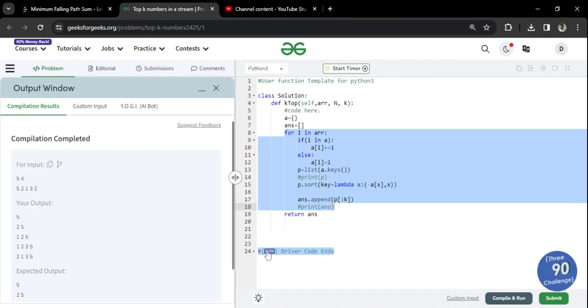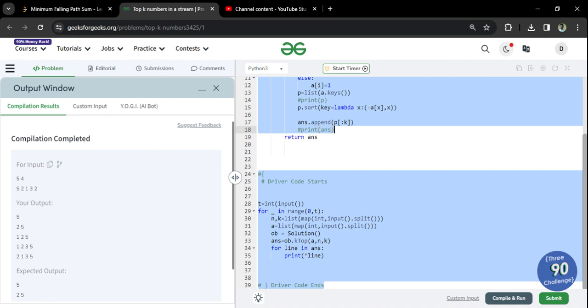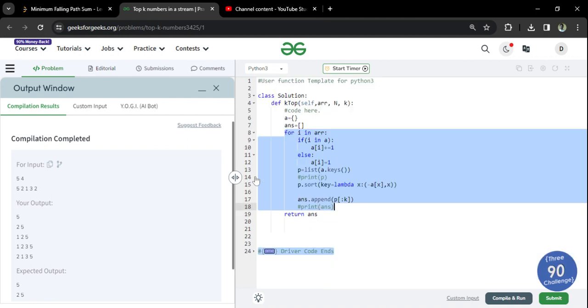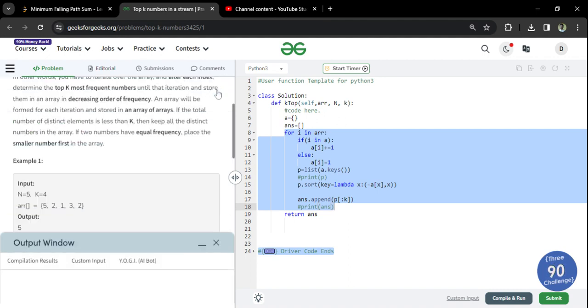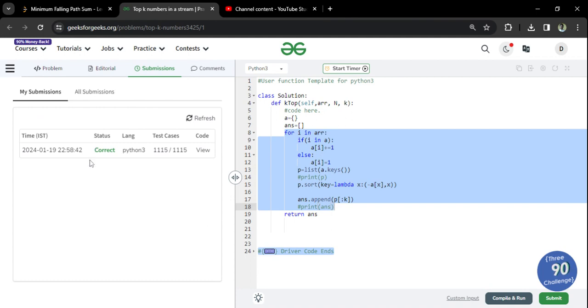See, after the answer is getting printed here, you might be seeing that it's simply printing the answer that is there in the driver code. So yeah, this is my answer. As you can see, it is completely matching with the expected output. And if I can show you, this answer is getting accepted as well.